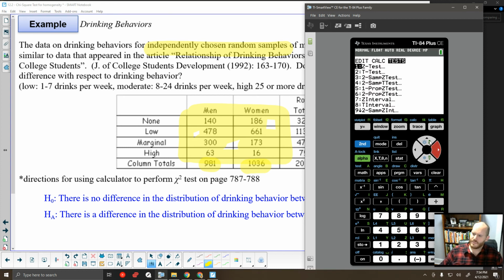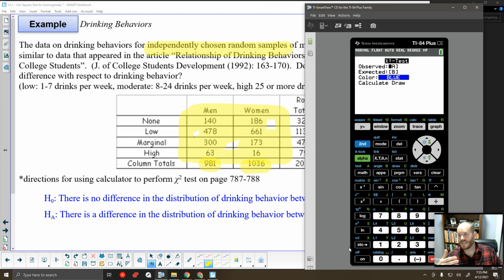Okay, so once I'm at stat tests, I'm going to scroll through the list. It's easy just to scroll up from the bottom, and I'm going to find the general chi-square test. So not the goodness of fit, because this is a chi-square test for homogeneity. So I need a general chi-square test, option C. It says observed, it says expected, and it says calculate. So as I mentioned, you don't have to calculate the expected. It's actually going to calculate it for you.